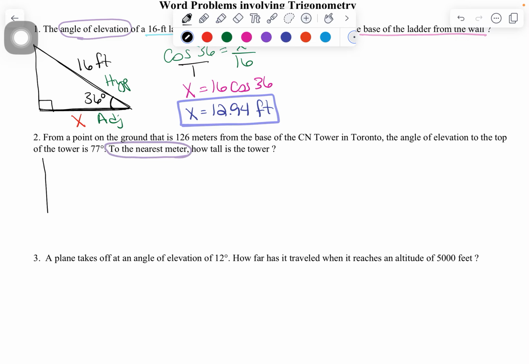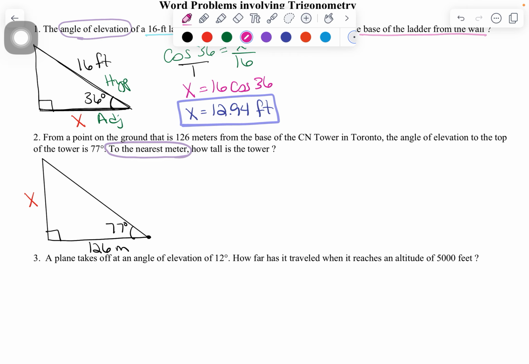All right, so here's my tower. I'm going to make an assumption that it is going to make a right angle with the ground. So this point right here, that is 126 meters from the base. So let's go ahead and mark that, 126 meters. So the angle of elevation to the top. So we're going to start at this point, okay? And I am going to basically measure all the way up. We're going to look up to the top of that tower there. This is the 77-degree angle of elevation. And I want to know how tall the tower is. So my X goes right there.